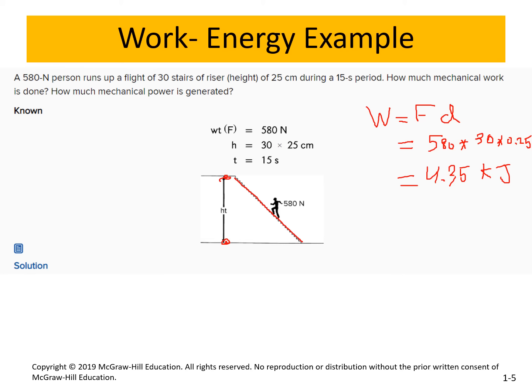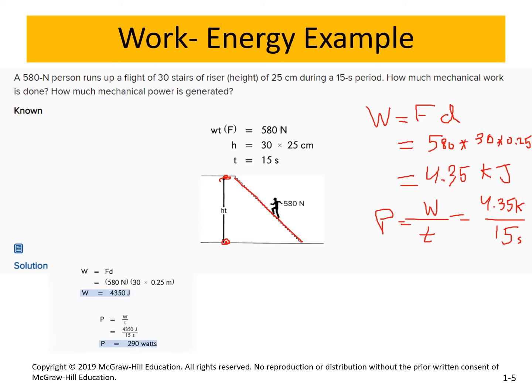Now what about power? Power is work over time, right? 4.35 kJ divided by how many seconds? 15. You get your power. And power is in which unit? Watt, right? So we did the force multiplied by the distance, which is actually the displacement. And then for the power, you divide the work by the time, and that gives you the watts. And that's 290 watts.